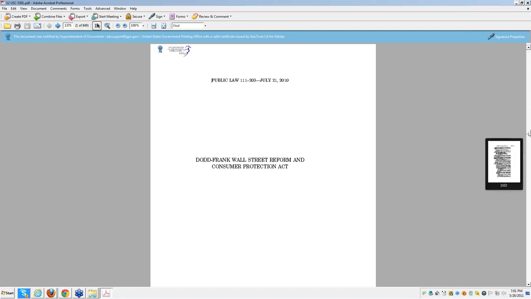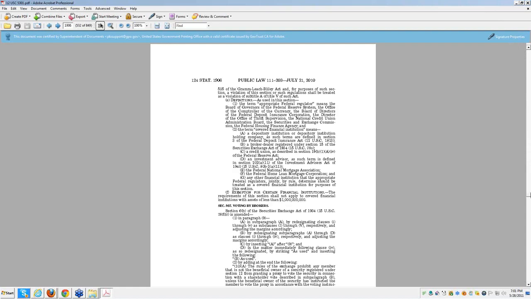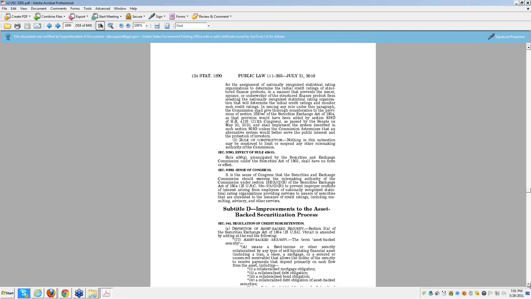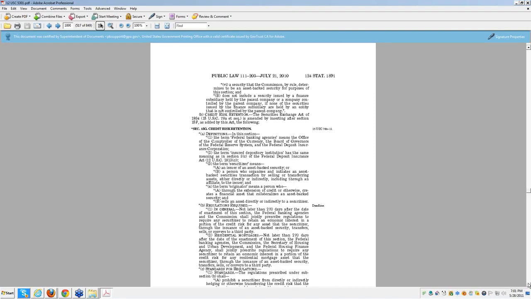If you go down here to, okay, here's what's going on. I'm going to spell this out for you. This is the credit. This is called bank securitization. This talks about this. This is section 1941 of this act.